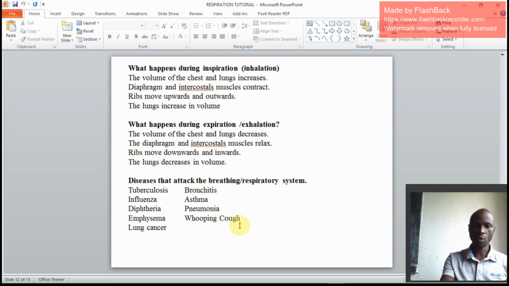You pick whooping cough, pneumonia, tuberculosis, influenza, and diphtheria, D-I-P-H. Some miss this letter H. Then the others: emphysema, which is facilitated by smoking, even lung cancer. Even bronchitis is facilitated by smoking. We have asthma, a hereditary disease. So those are some of the diseases.